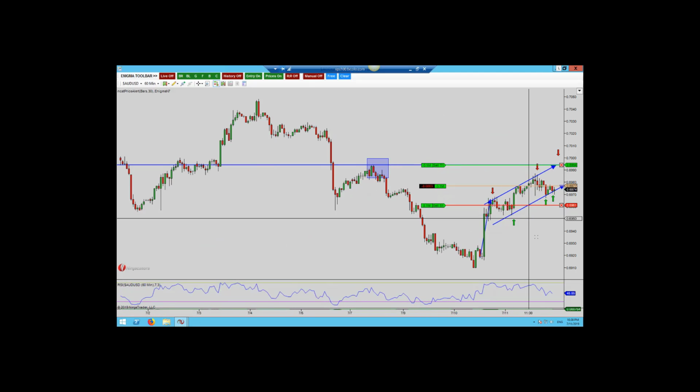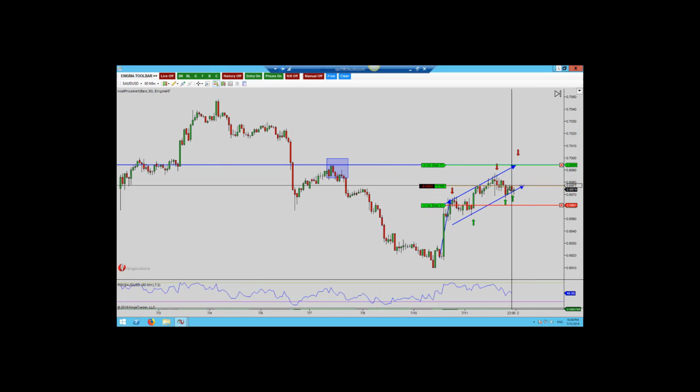So if we just go back to the 60 so that we can see this clearly, we're looking at, I think it was 16 of risk for 16 of reward. So just a 1-to-1, but high probability trade. There we go, 17 for 17 pips.